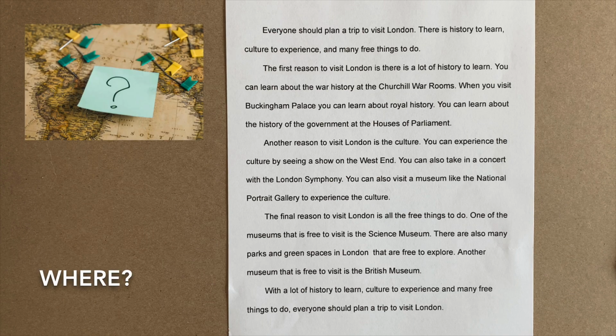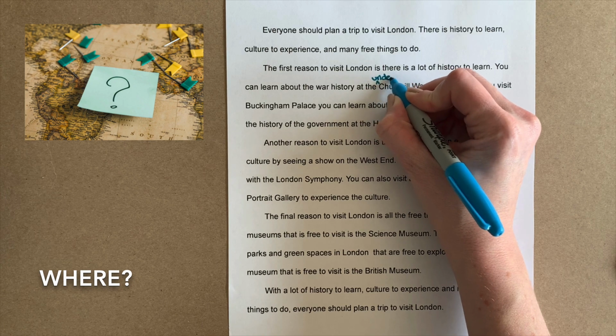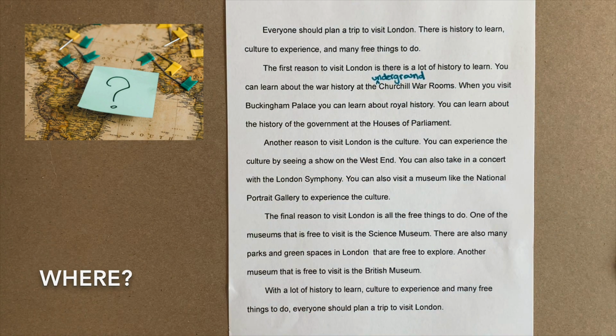One way you can do that is to add details about where something happened. So when I talked about you can learn about the war history at the Churchill War Rooms, those war rooms are actually underground. So if we add that in, we're giving people information about where it is. So I can say you can learn about the war history at the underground Churchill War Rooms. And that gives people a better idea of where that is.